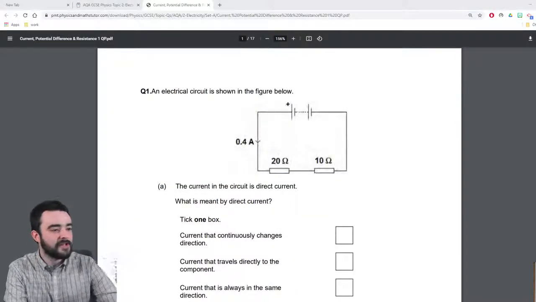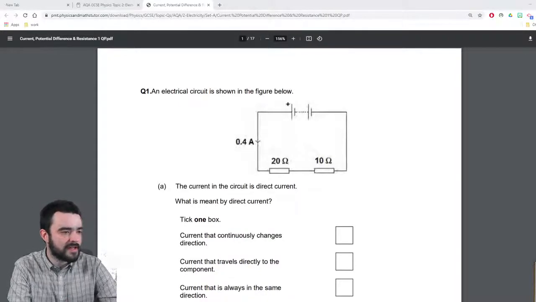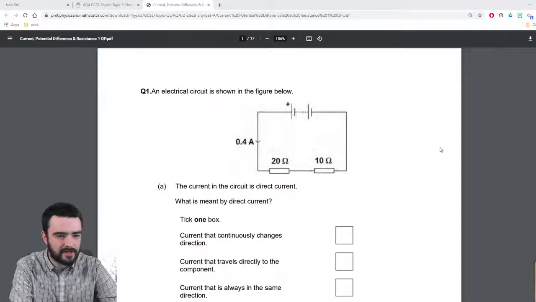So, an electrical circuit is shown in the figure below. We've got a battery, we have a 20 ohm resistor, a 10 ohm resistor, and 0.4 amps of current going through it. The current in the circuit is direct current. What is meant by direct current?